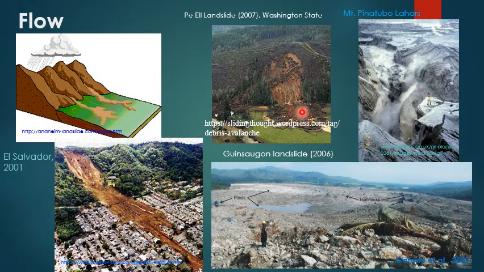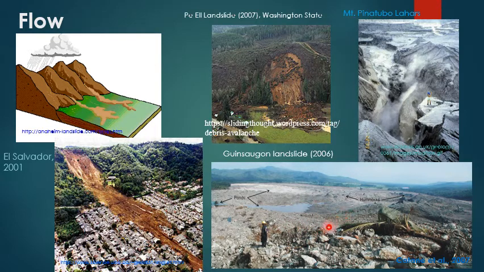This is another example of flow. It's the landslide in Washington State. Look at the shape of the deposit, it shows a flow-like morphology. Another example of a flow is the Guinsaugon landslide in southern Leyte.